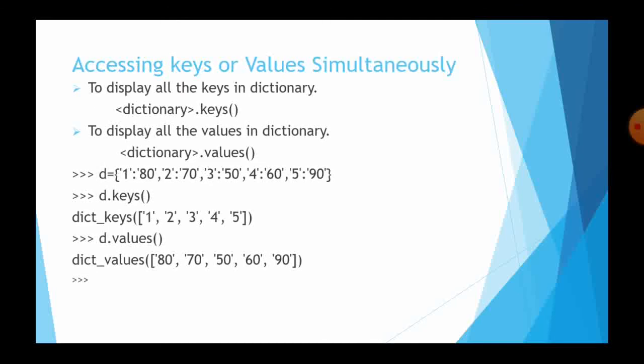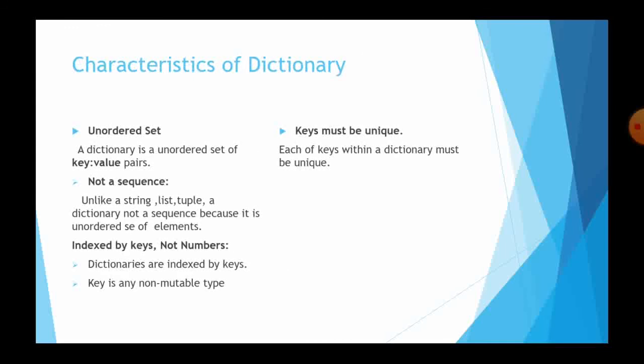There are two functions there: keys function and values function. The keys function is used to display the keys alone. The values function is used to display the values alone in the dictionary. Characteristics of a dictionary: unordered set, not a sequence, keys are an immutable type, indexed by keys, keys must be unique.